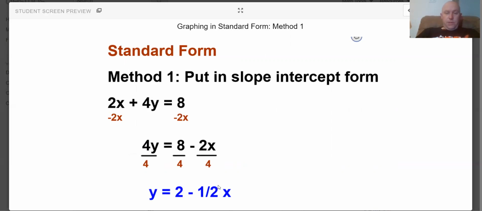Then you can use those same tricks we just used before. The number without the x is where you start from on the y-axis, and the slope would be -1/2, which means we go down 1, and then right 2 squares.